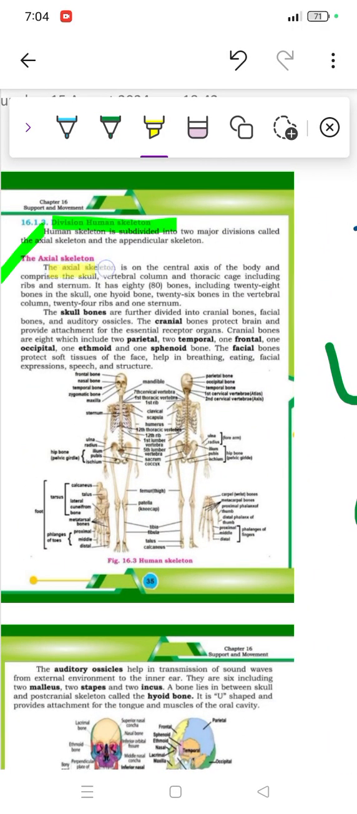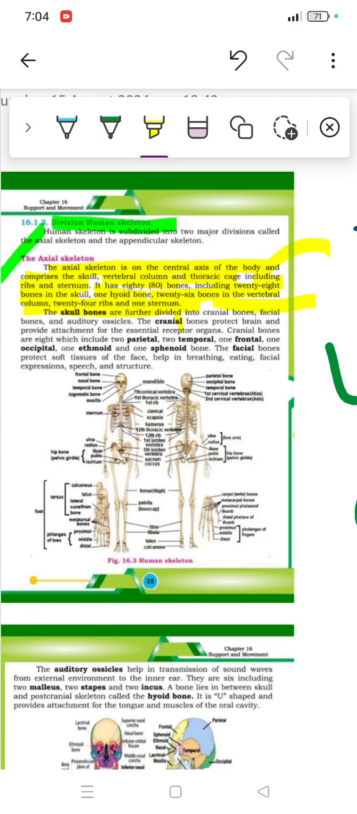The axial skeleton, which is the central axis of the body, comprises the skull, vertebral column, thoracic cage, ribs, and sternum. We have 80 bones, including 28 bones in the skull, which includes one hyoid bone, 26 bones in the vertebral column, and 24 ribs and one sternum. So this means 25 this one, 26 this one, and 28 these ones. Altogether there would be 80 bones.